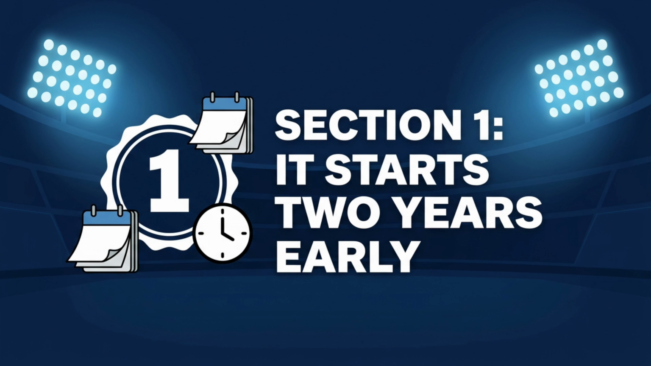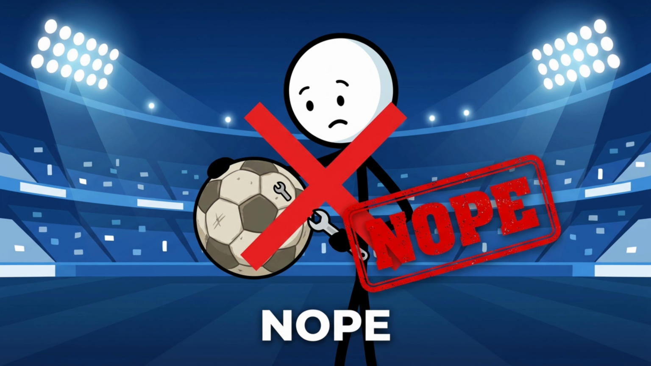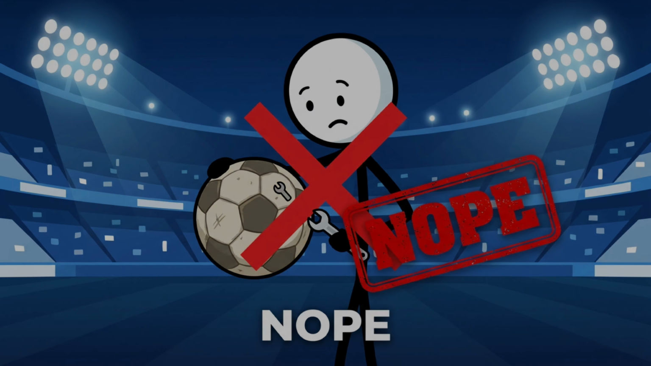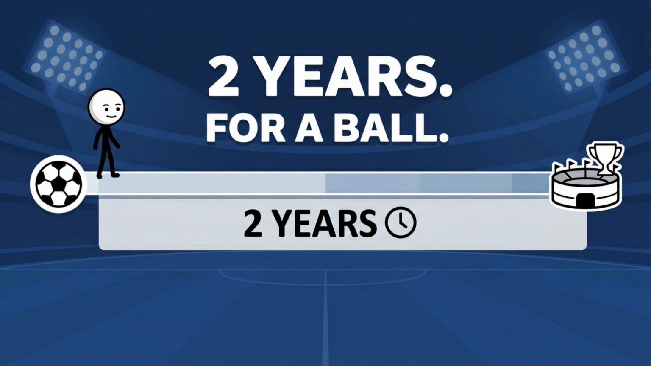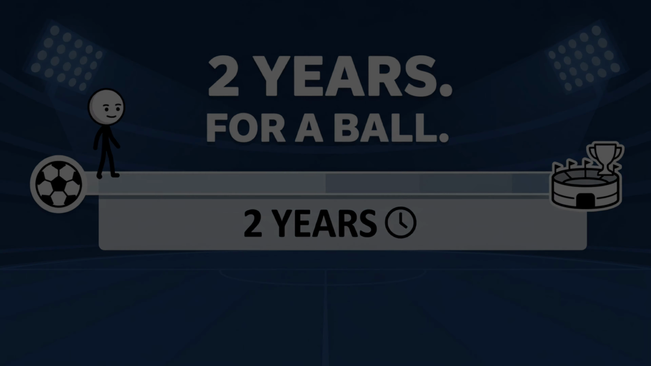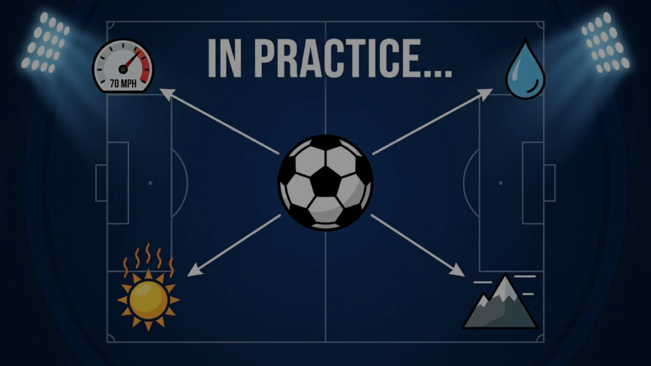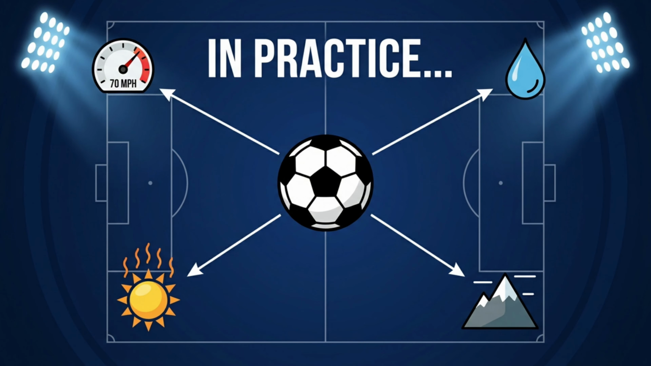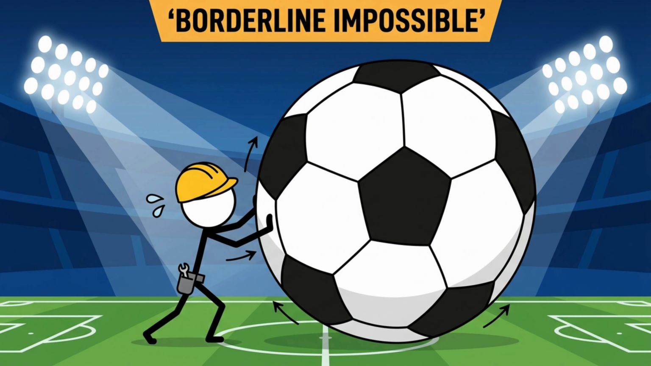It starts 2 years early. You'd think Adidas just tweaks last tournament's ball a little and ships it out. No, the process starts almost 2 years before kickoff. 2 years for a ball. In theory, that sounds excessive. In practice, you're designing something that will be kicked at 70 miles per hour, in rain, in desert heat, at high altitude, and it still has to behave the exact same way every time. That's not easy. That's borderline impossible.